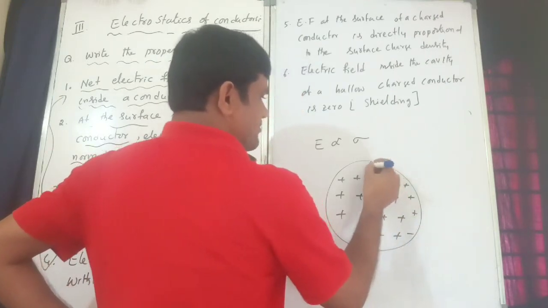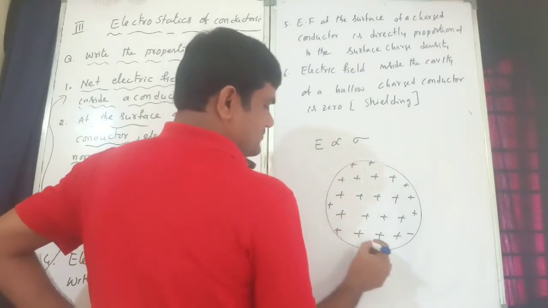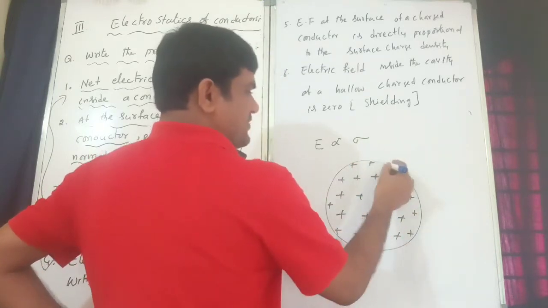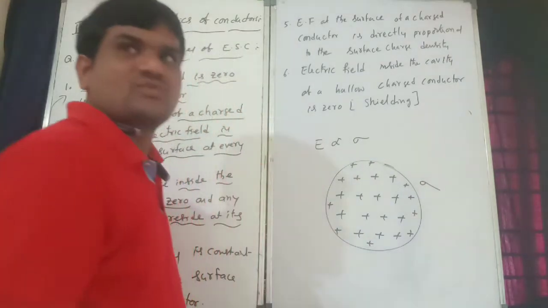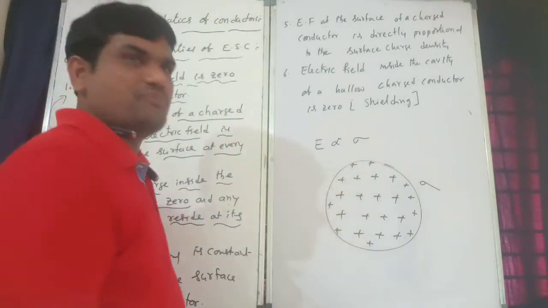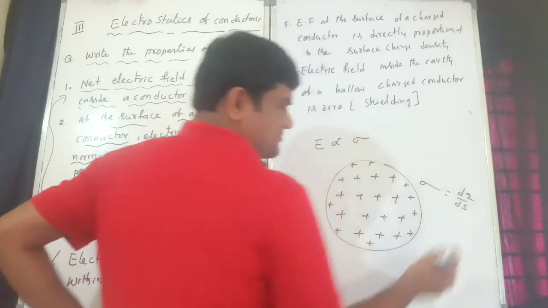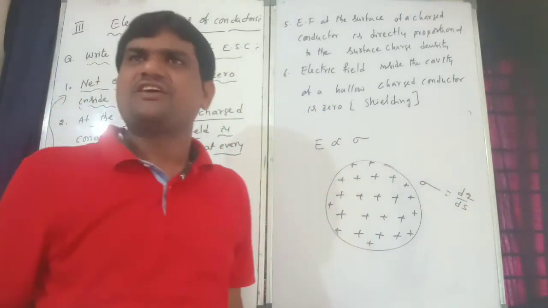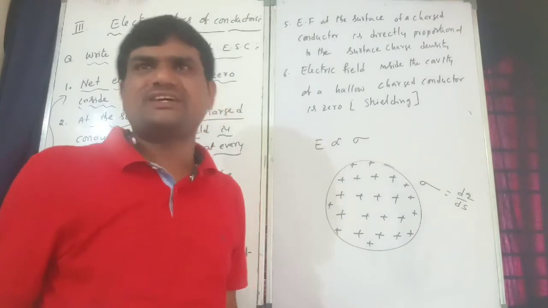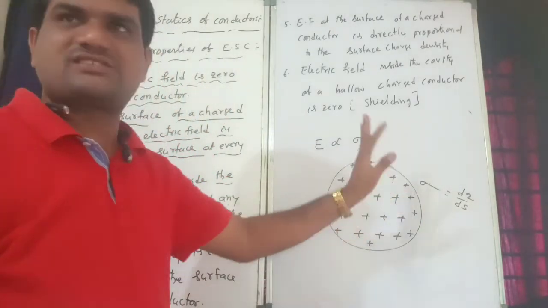Alright, like that complete charge will be there. So now this is surface charge density, I will consider sigma. Surface charge density sigma. Alright, sigma is equal to dq by ds. Correct? Surface charge density, charge per unit area. The total charge is something will be there.